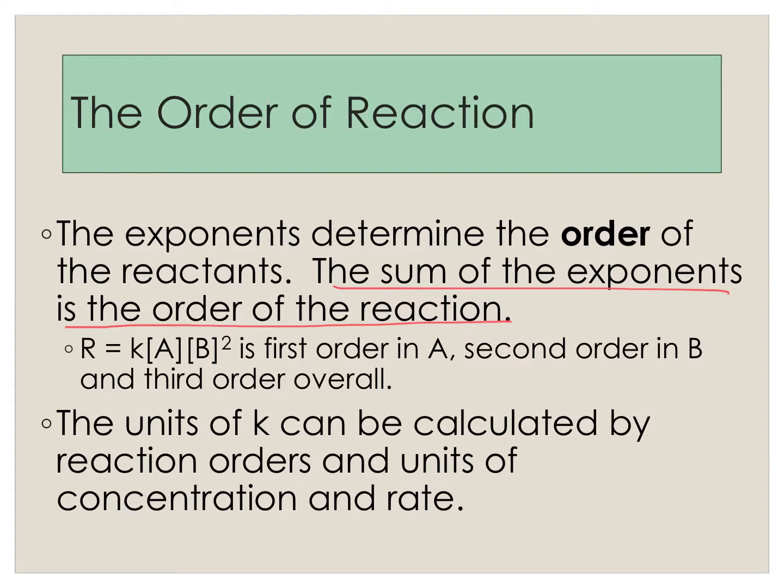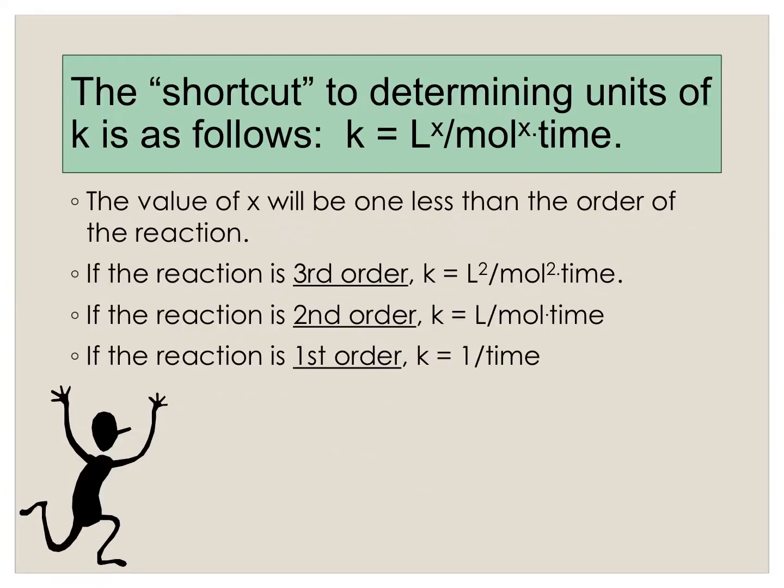So instead of practicing that and trying to work those out, there is a simple way to figure out the units. The shortcut is just to know this. Your unit for K is always going to be liters to the X over moles to the X per time. And this X is 1 less than the order of the reaction overall. So if you can just learn this, then you can automatically discover the units for your K every time.